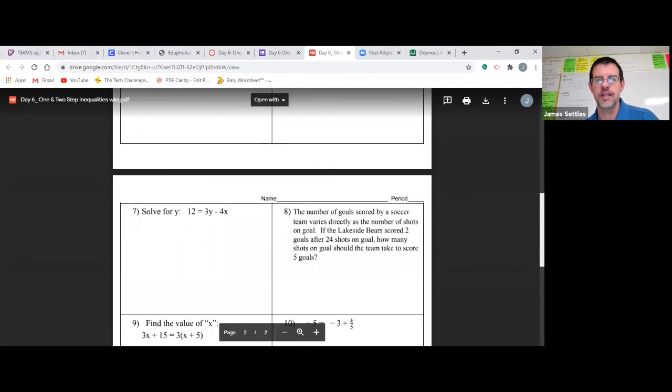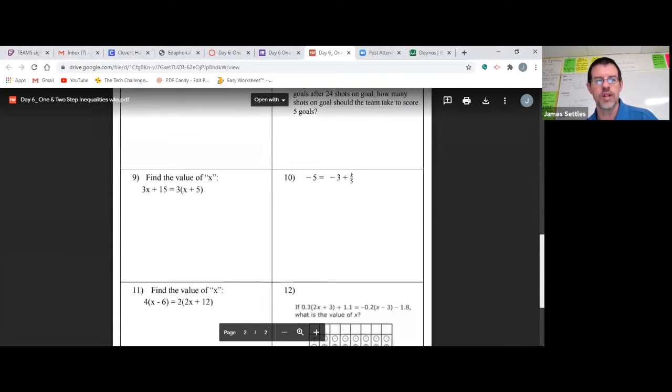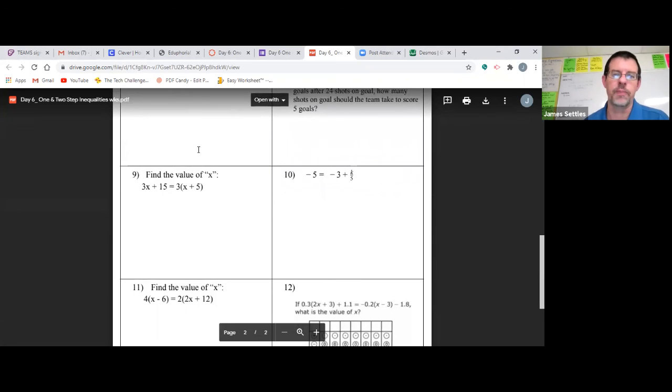And then the last one today, not too far, was number 9. I'm going to tell you if we plug this in, nothing would pop up. So go look at just your numbers. We got 15 and we got 3 times 5 is 15. Does 15 equal 15? Yes. So this would be all real numbers.